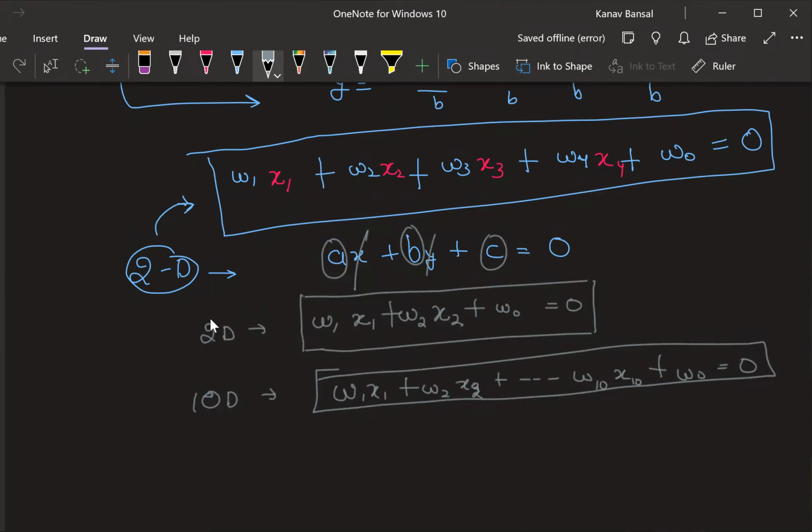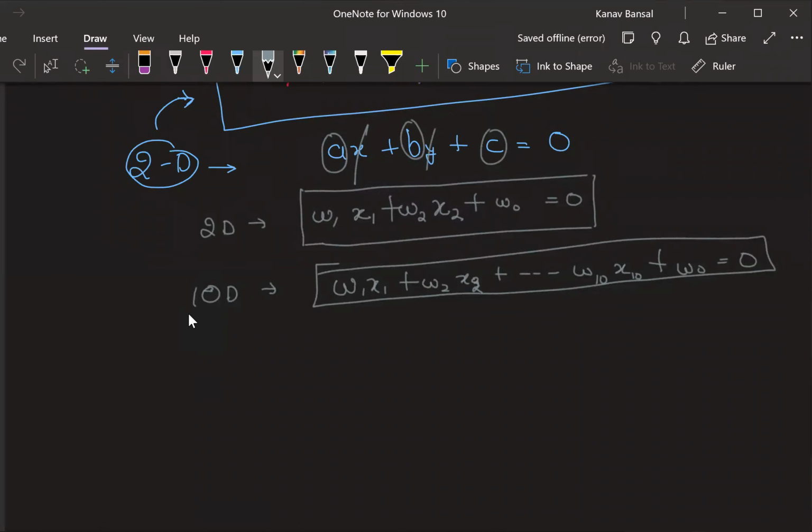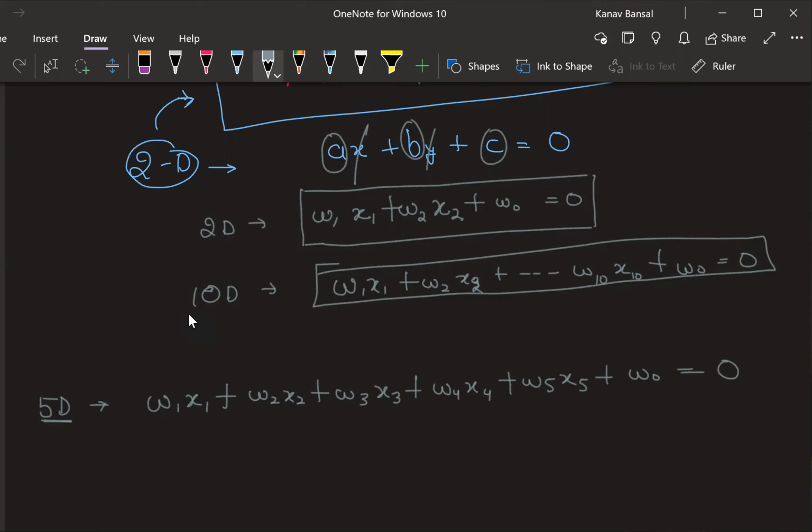Cool. Now, let me try to show you one interesting magical trick here. Let's try to write the 5-dimensional equation of a line. What will it be equal to? W1x1, x1 axis, x2 axis, so w2x2, x3 axis, w3x3, fourth axis w4x4, fifth axis w5x5, and then a constant, and then this equal to 0. Are you all able to understand this equation? If yes, then we'll see one magical thing here.